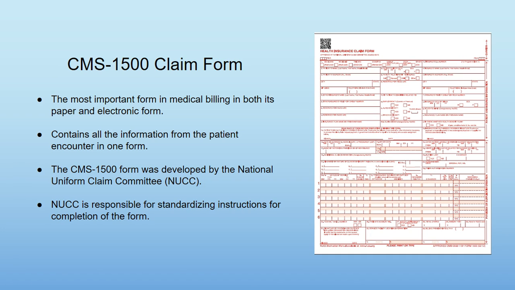I show it here in its paper form, but over 95% of claims are sent electronically, and if you were to look at the electronic claim, it would be laid out exactly like this. And many times you can view it in the practice management or the clearinghouse, and it looks just like this. The fields are the same. This form is maintained by the National Uniform Claim Committee, who developed this form and are responsible for the standardized instructions for the CMS 1500.